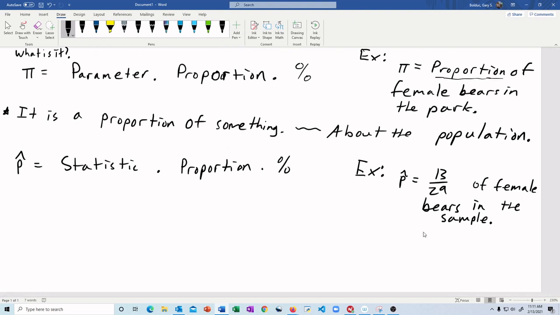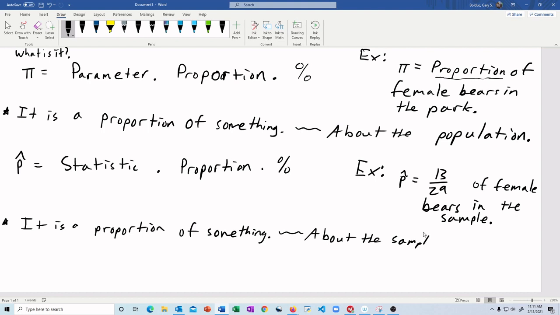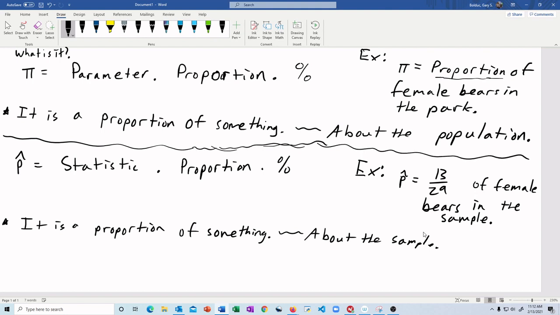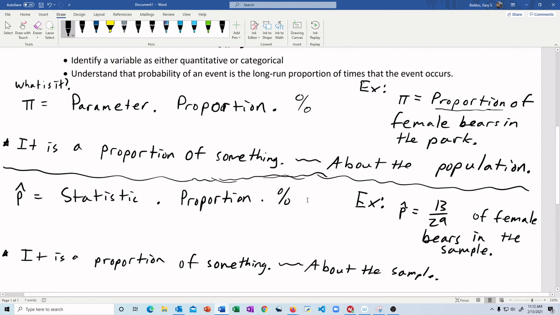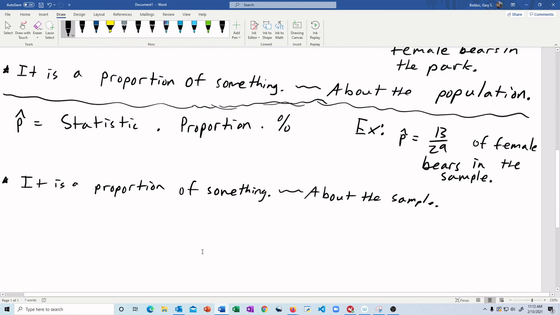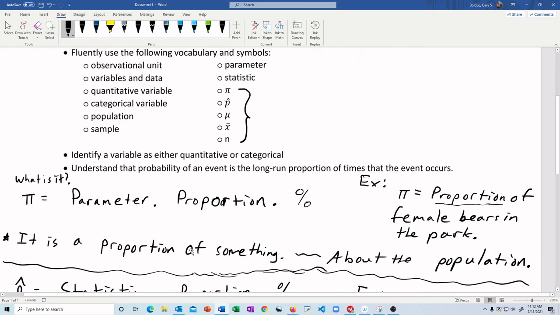So what's one of the key points here? It is a proportion of something again. But this is not about the population, it's about the sample. So we've got to be thinking that over. We'll give ourselves some space here. We've got pi, we've got an example, we've got some important things about it. We've got p hat, we've got an example, we've got some important things about it. Keep going. What's the next one?